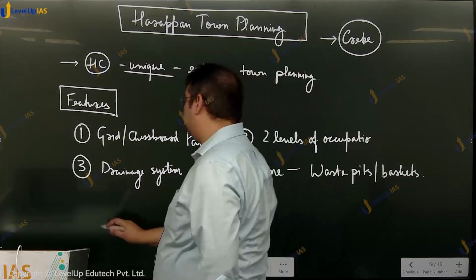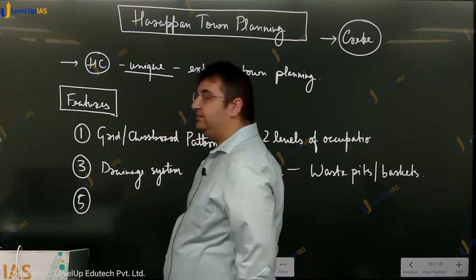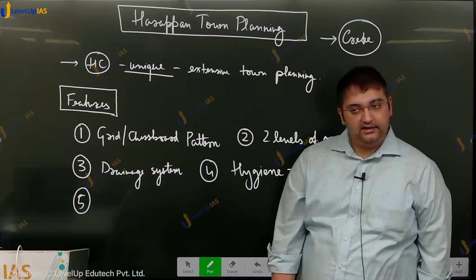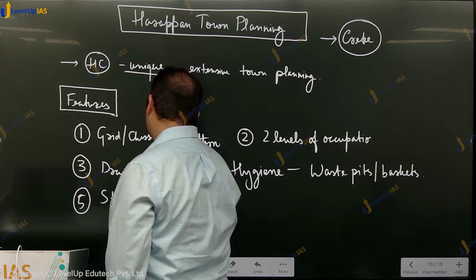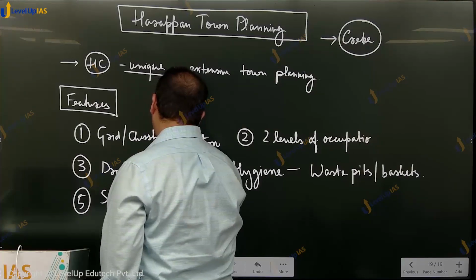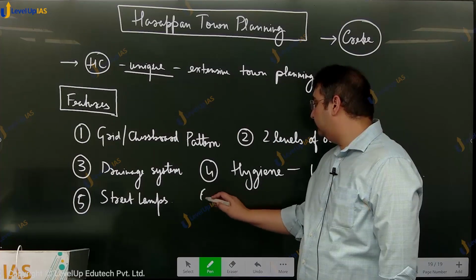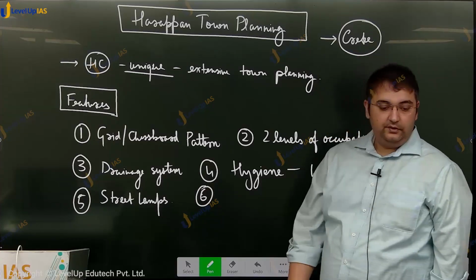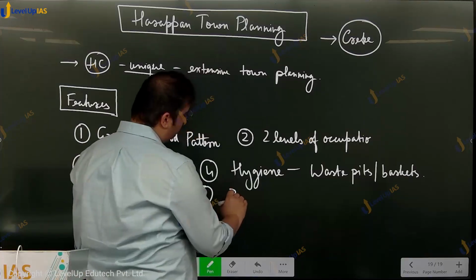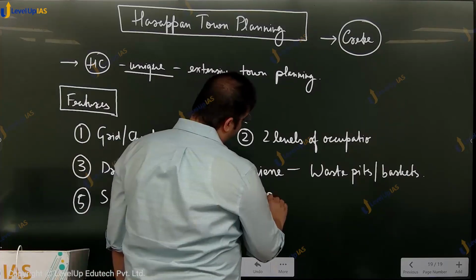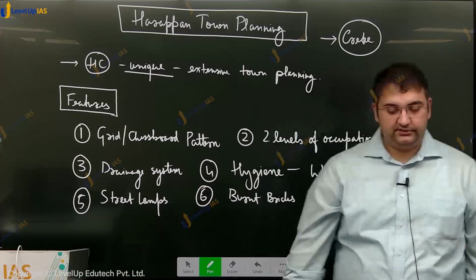Further, the streets were also well lit in the night time. So street lamps were posted on regular intervals on poles. Further, और क्या देखने के लिए मिलता है? The use of burnt bricks universally for making all types of structures.